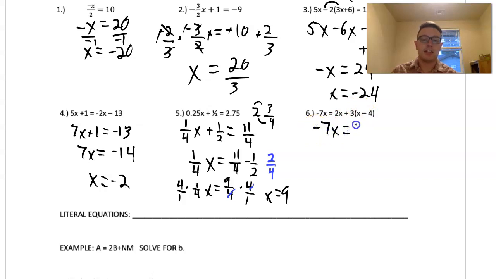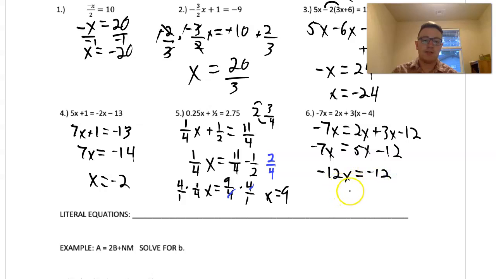So we get negative 7x is equal to 2x plus 3x minus 12. Now we're going to combine these two terms, so that becomes 5x. We have minus 7x is equal to 5x minus 12. So we can subtract that 5x, and we get minus 12x is equal to minus 12. And when we divide by negative 12, we get x is equal to 1.